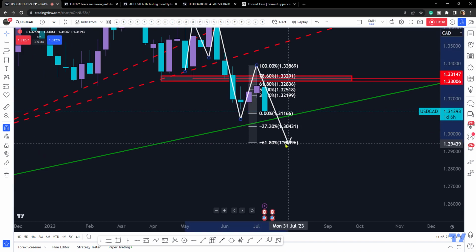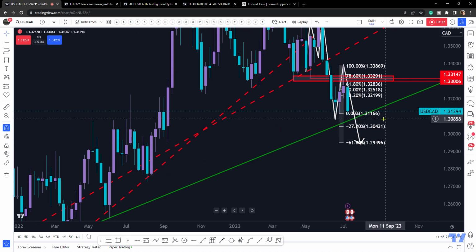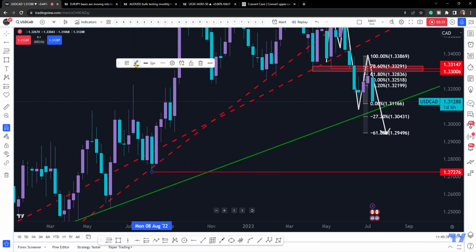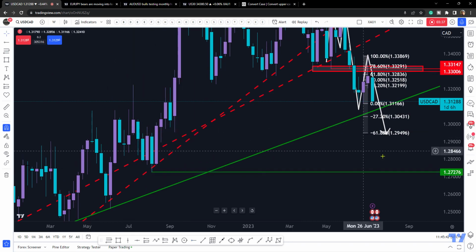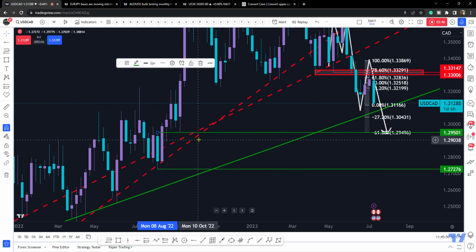That's not to say that we can't continue lower. We can look left to see where our other points of structure are. So this is going to be a target to the downside. Now this is stuff that's all pretty far out, of course. And we're starting with a top-down analysis.